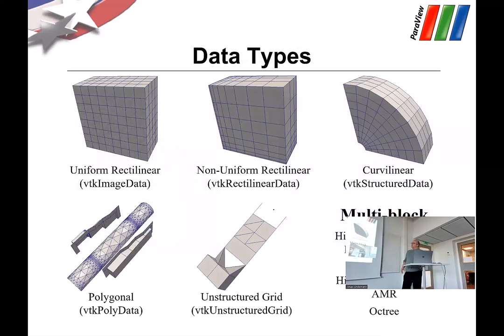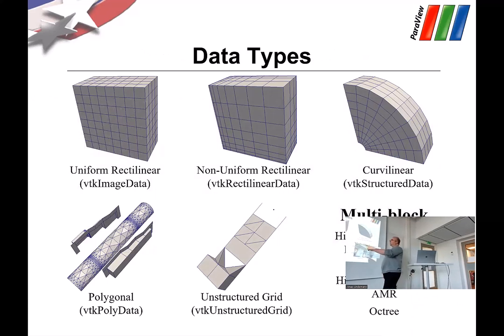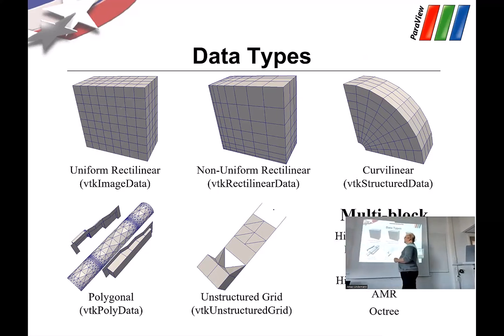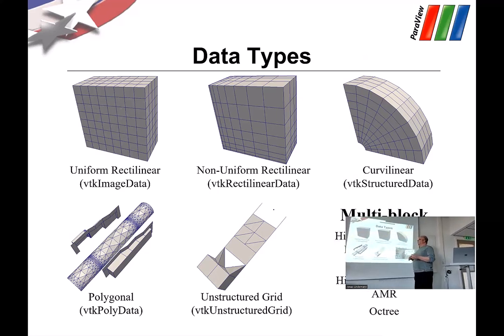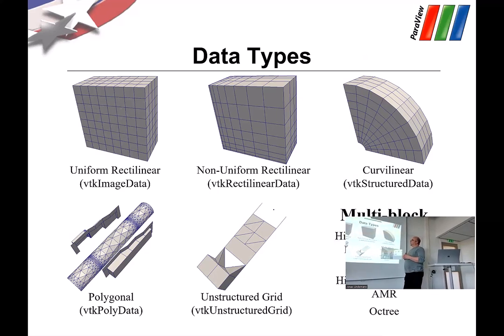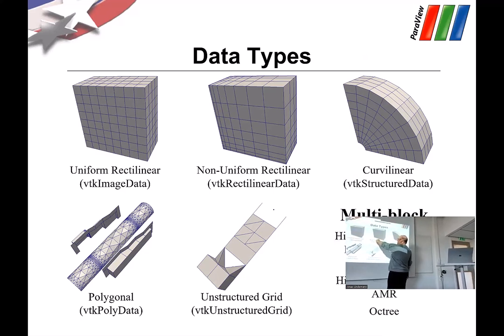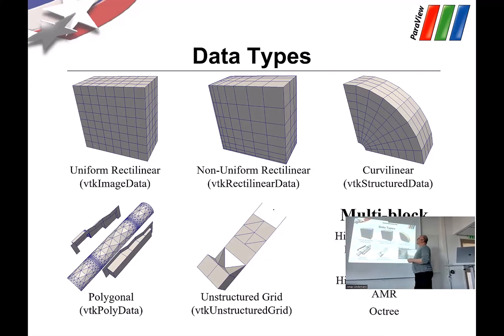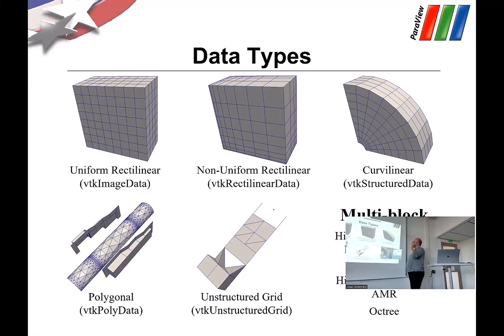ParaView can handle a basic set of data structures for visualization that you can build upon. You have the rectilinear data sets, basically rows and columns and depths of regularly spaced elements. So it's a bit like a regular finite element mesh. Non-uniform means that you can set different sizes of the elements in the model as well. You can have curvilinear, same structure here, but you have a curve.